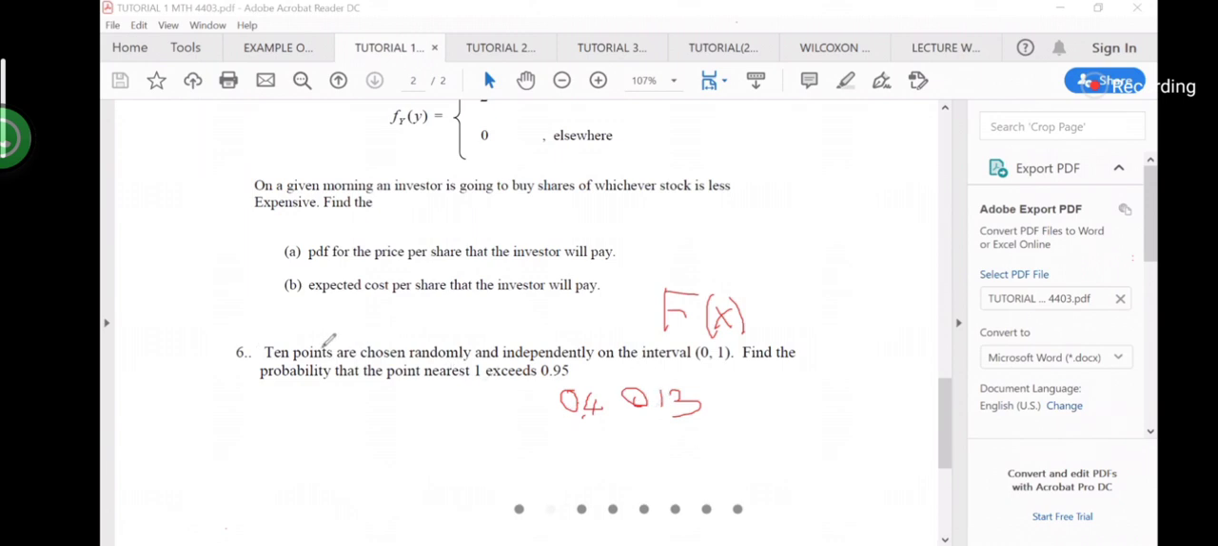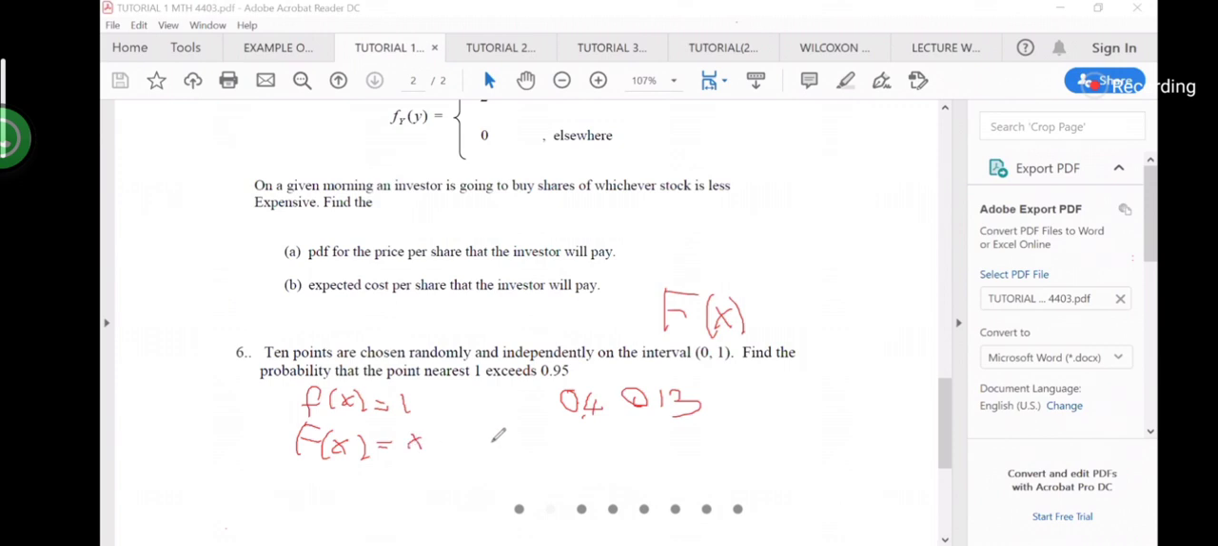If you notice here, 10 points are chosen independently on the interval 0, 1. So these 10 points are random within this interval, meaning that f(x) is a uniform distribution. So f(x) should be equal to 1, uniform. Then you have to find the capital F(x), which is equal to x, right?